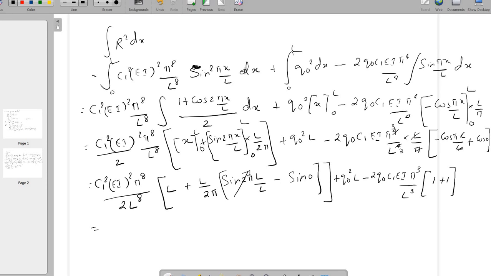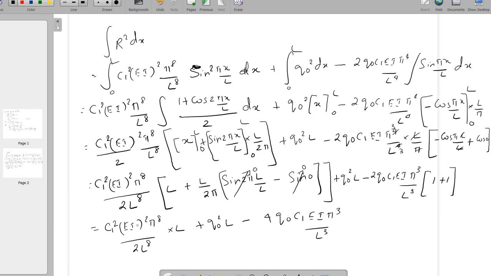So the sin 2 pi value is 0, sin 0 is also 0. So the only term remaining is C1 square (EI) the whole square pi power 8 by 2 L power 8 into L. So all other terms are 0, plus q naught square L minus, so 1 plus 1 is 2. So 2 multiplied by 2 is 4 q naught C1 EI pi cube by L cube.